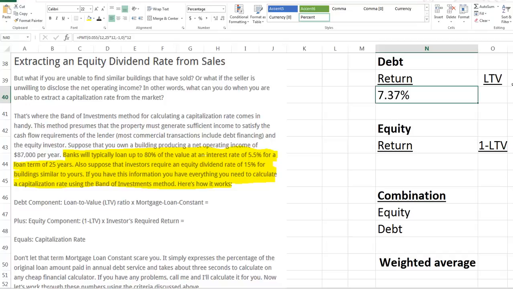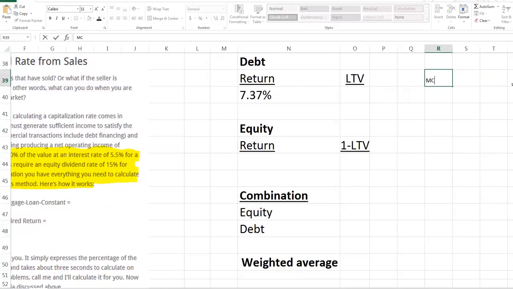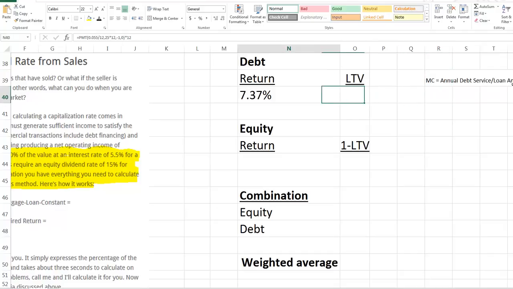So our formula, the mortgage constant, we can think of the mortgage constant as being the ratio of annual debt service divided by the loan amount. Sorry about that. In that illustration, we'll show you how that makes sense.